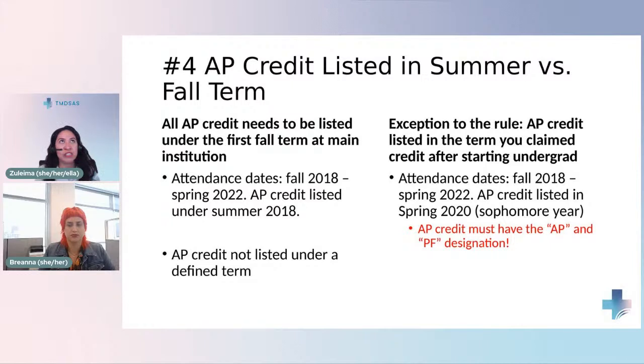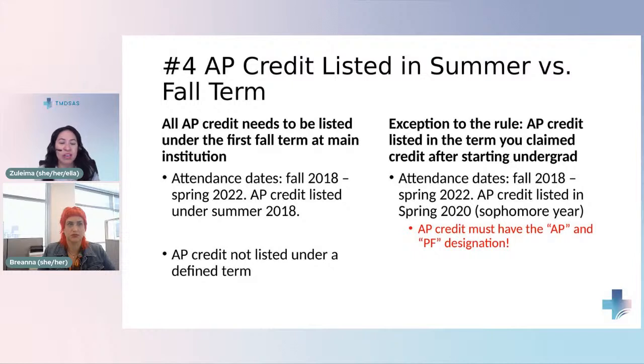So this is the case for all cases for AP credit, and also for cases when you don't have a clearly defined term under where your AP credit is listed. Some transcripts will just have the AP credits listed right off the bat, and then they'll start mentioning the courses that you took in your first fall term. So your AP credit in that case wouldn't have a defined term, but in that scenario, you'll just go ahead and list it under the fall 2018 term.